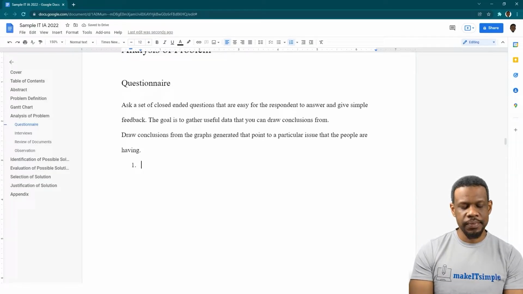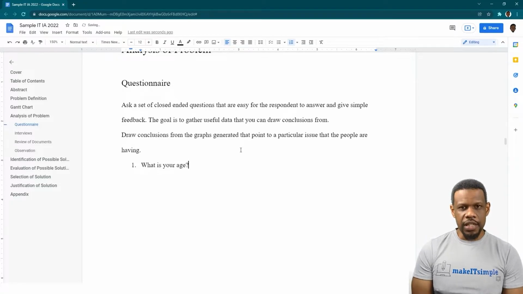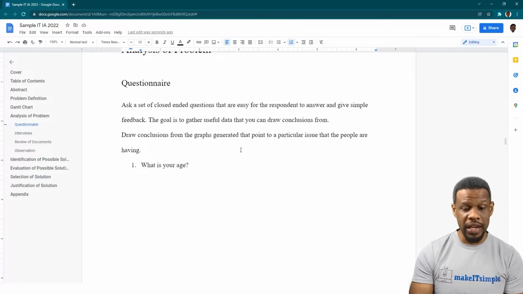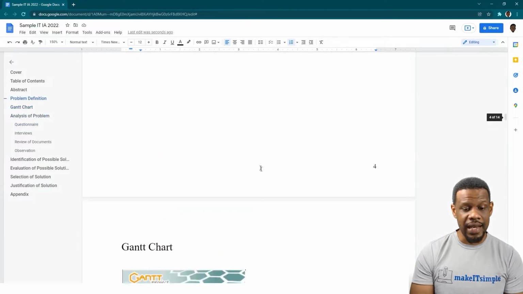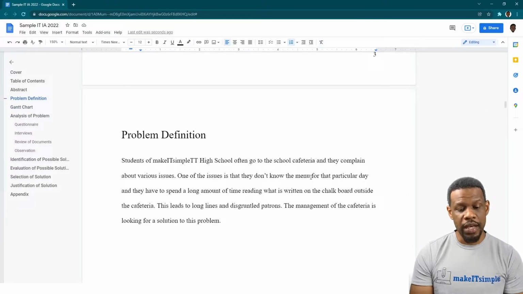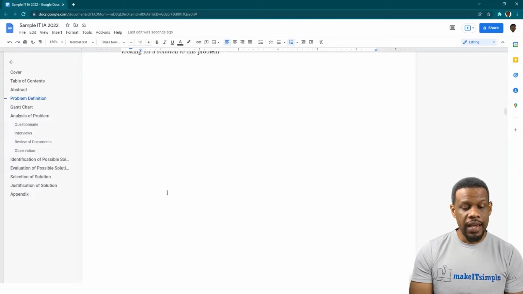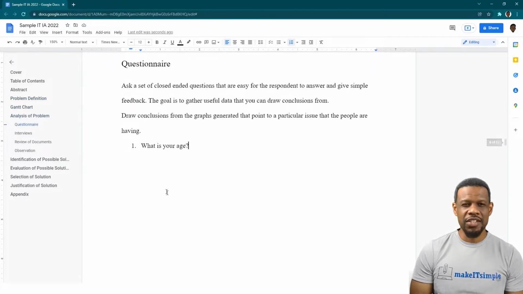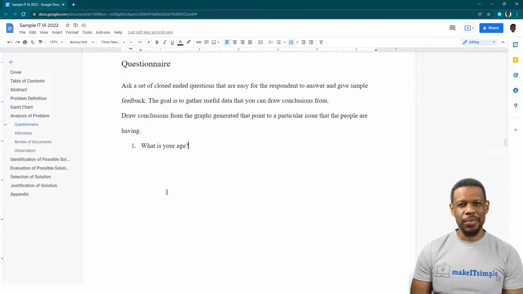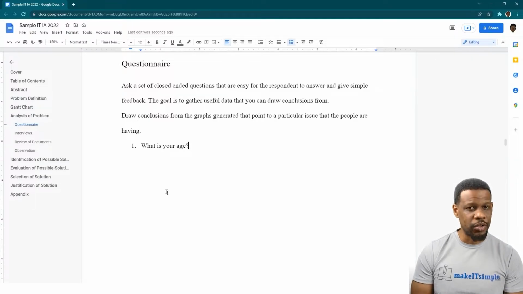You don't want to ask, what is your age? Why do you need to know the age? Do you need to know the age of the students because that matters to you solving the problem in the cafeteria? The problem is that they don't know the menu for that particular day and they have to spend a long amount of time reading what is written on the chalkboard outside the cafeteria. If that's the problem, then knowing the age of a student is not really going to help you solve that problem. Not going to matter at all.